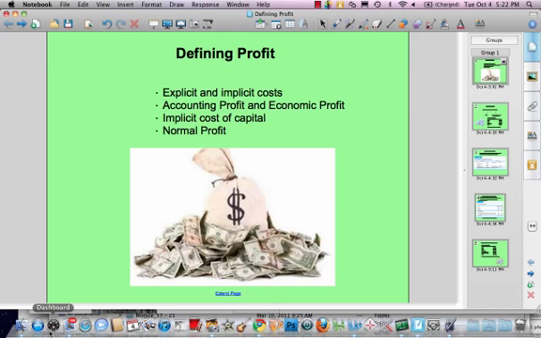So we're going to discuss explicit and implicit costs. We're going to discuss accounting profit and economic profit and how those two are different. We're going to talk about the implicit cost of capital, and we'll do a review of what capital is. And we're also going to talk normal profit. So let's get right into it.